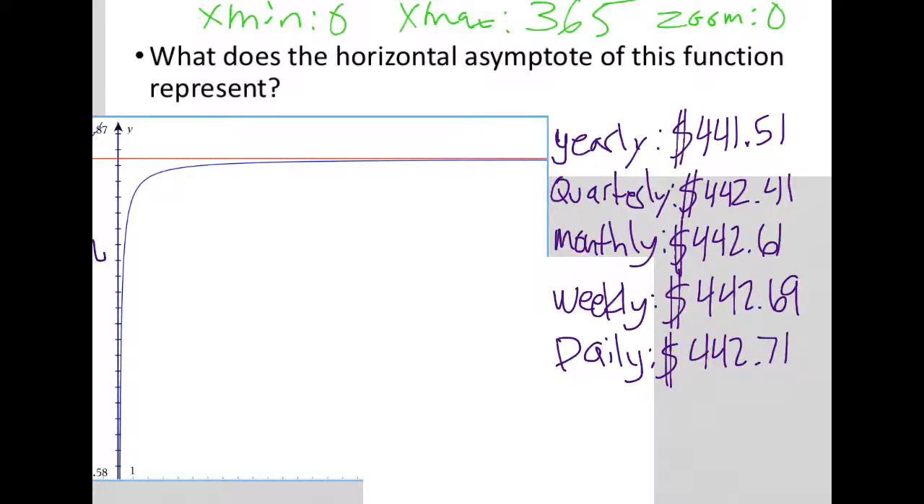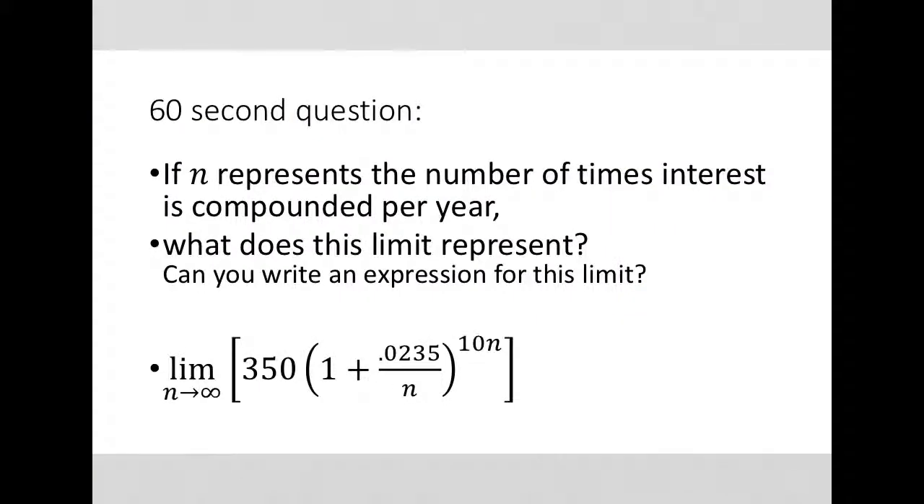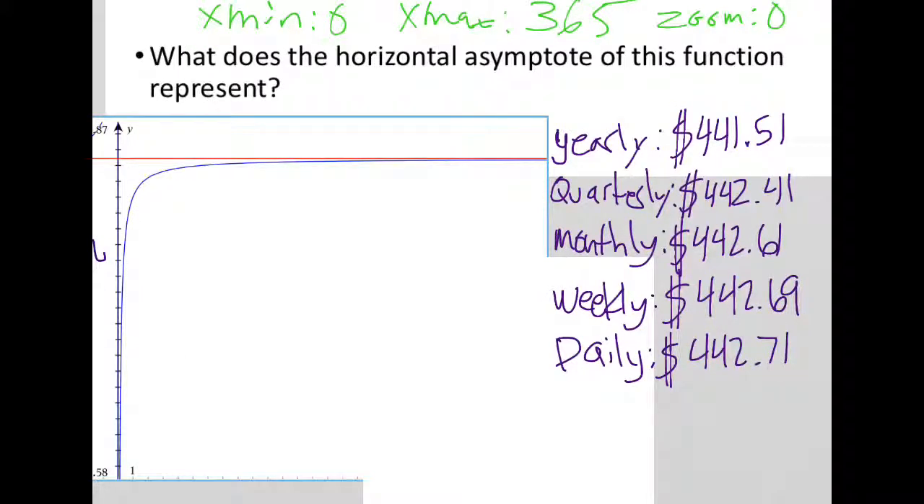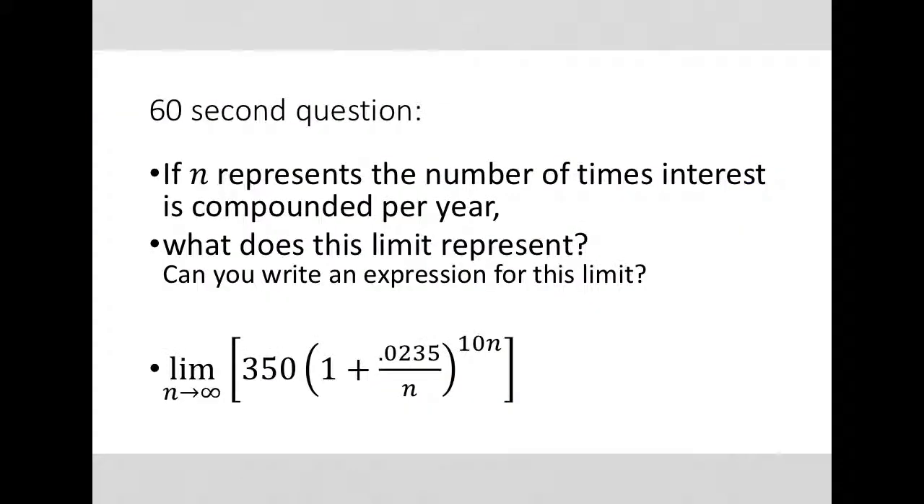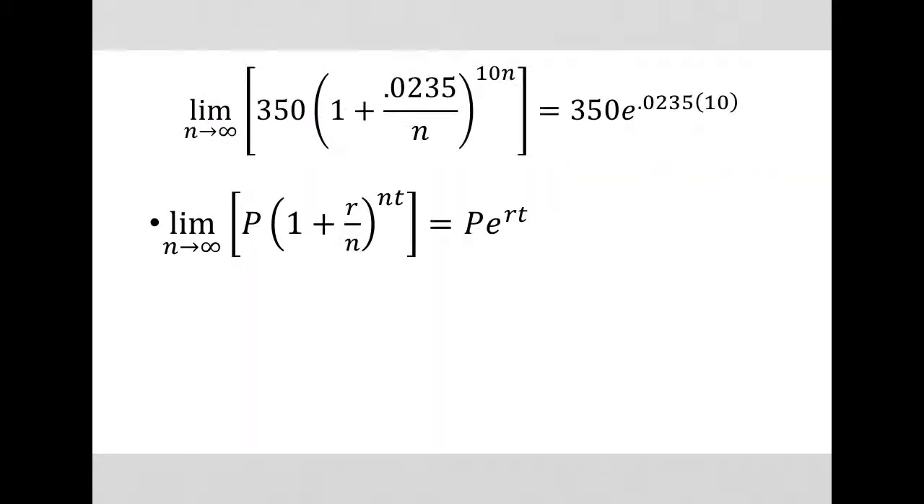Which is basically asking what is the limit as n goes to infinity, as the number of compoundings goes to infinity. Well, we already talked about it in some previous videos here. If you take that limit and let the number of compoundings run off towards infinity, you get the equation for continuously compounding interest, which uses the natural number e.